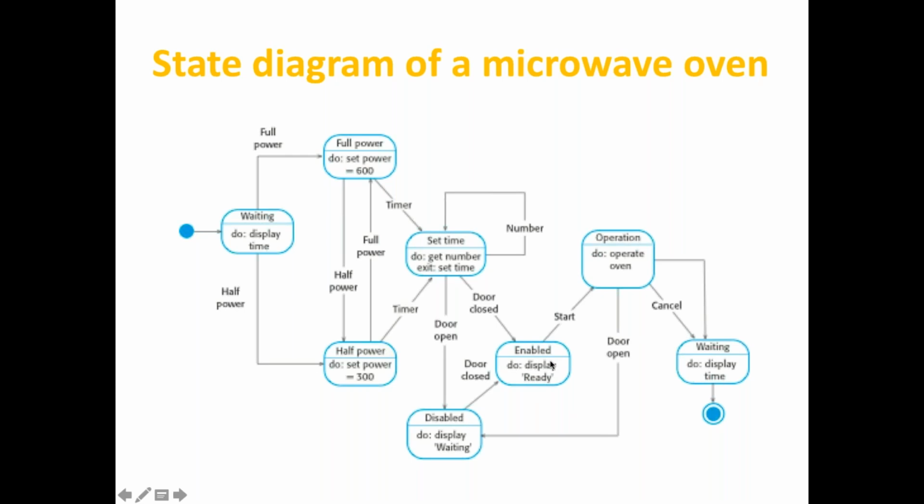So from an enabled state, if you press the start button, that's when the microwave begins operation. It starts doing the heating job. While it is in operation, if the door is open, then it goes into a disabled state and it displays waiting over there. And from that disabled state, it will not go into the enabled state until the door is closed. So those are the kinds.